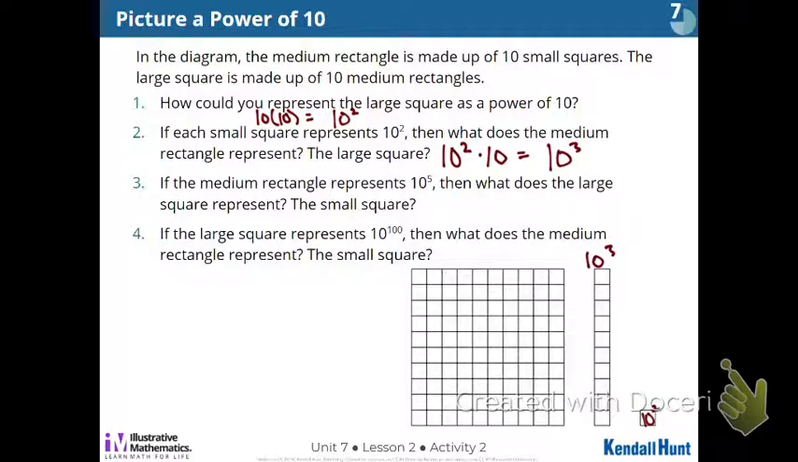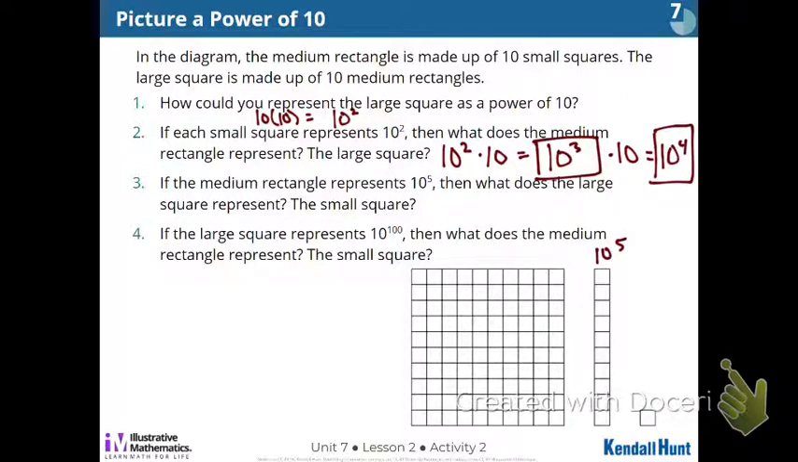Now, to go from this to the large, how many 10 cubes are on the large one? I've got 10 of those sticks in the large one, right? So the large one would be 10 to the 4th. Okay. Cool. Looking next, we're going to redo our values of our models. This one's 10 to the 5th.